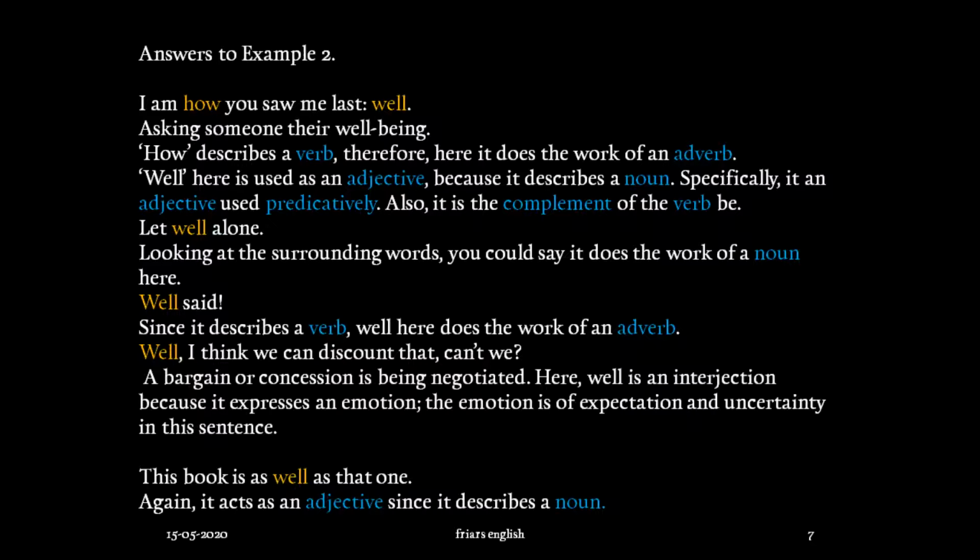Finally, this book is as well as that one. Now, here is a comparison, and this is a simple structure in English to compare two things: as good as, as well as, as bad as, and so on. For now, well here is an adjective because this book is well, so is that book. Book 1, or the red book, is good, and the blue book is good. That's why we set up a comparison between two books.